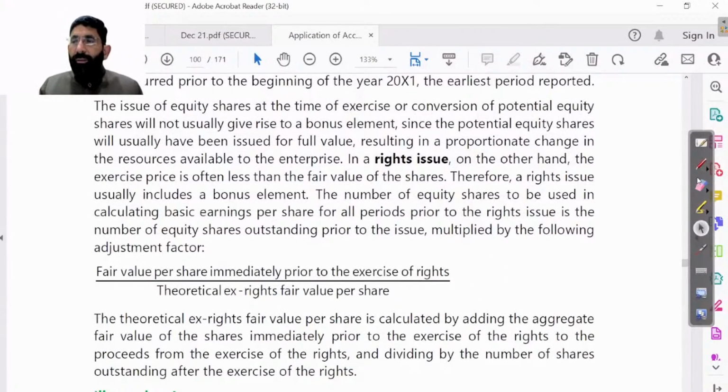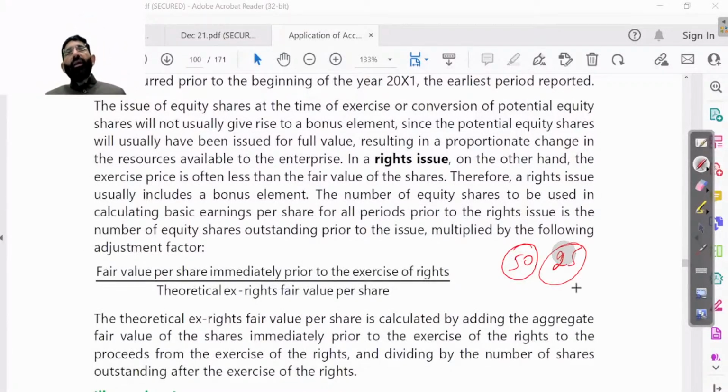And that adjustment will be based on the benefit given to the equity shareholders. Like, the market value of our equity share is rupees 50. We have given them the rights share for rupees 25 only. So they have been given a benefit of 25. So the bonus element included in this amount is 25.